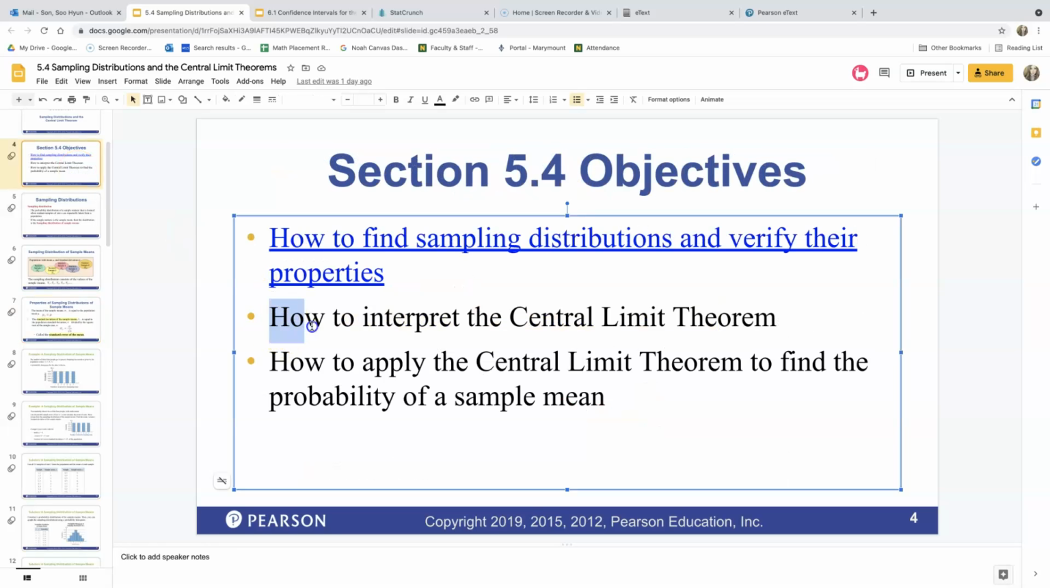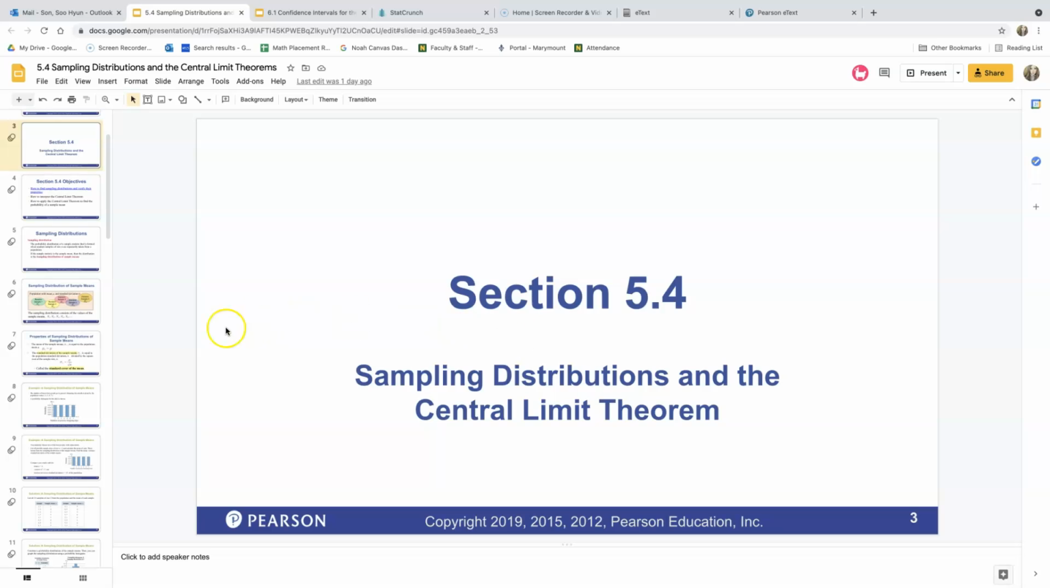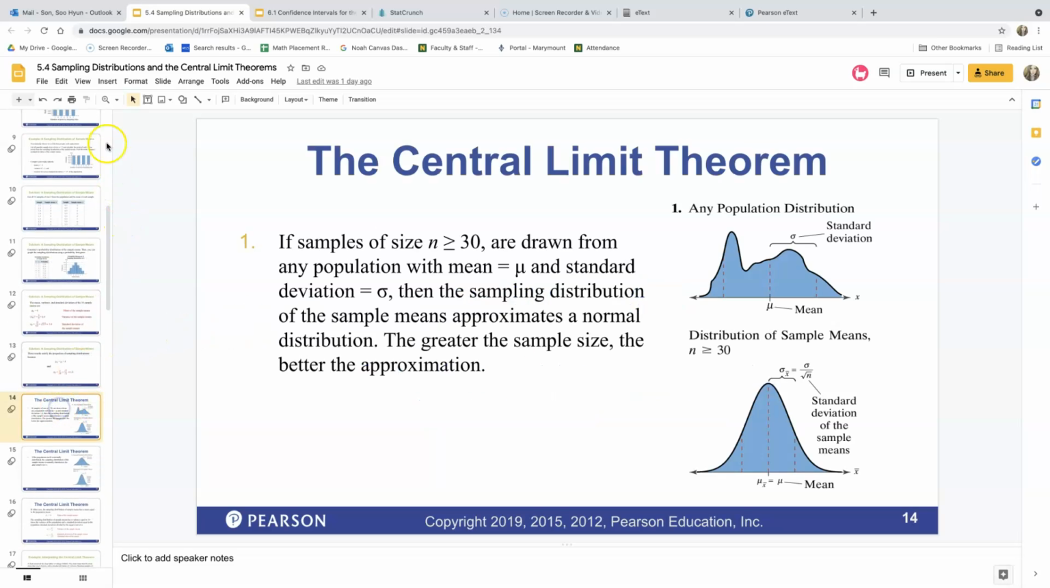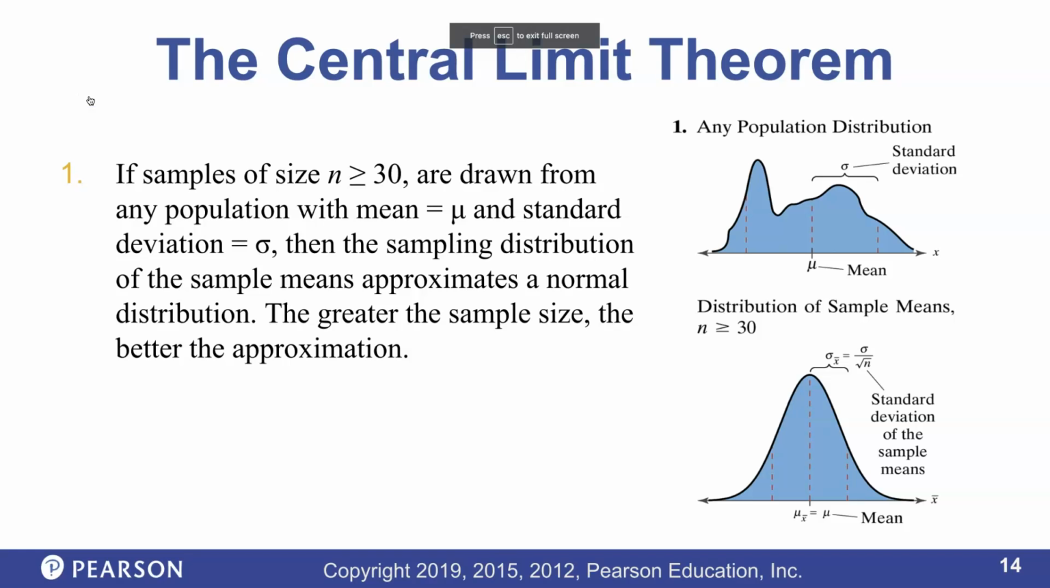It's called How to Interpret the Central Limit Theorem. What we want is we want that sample size to be bigger than or equal to 30. If it is, then we get to use this central limit theorem. Okay? Alrighty. So let me go to slide number 14 and talk about what this central limit theorem is saying. I'm going to go ahead and present this Google slide.